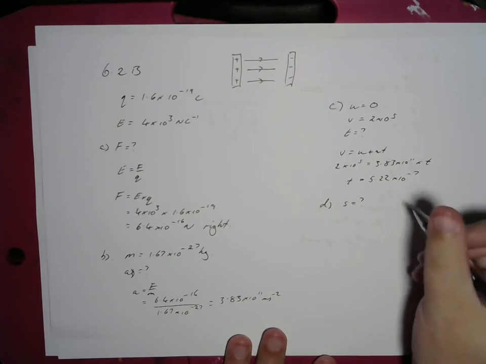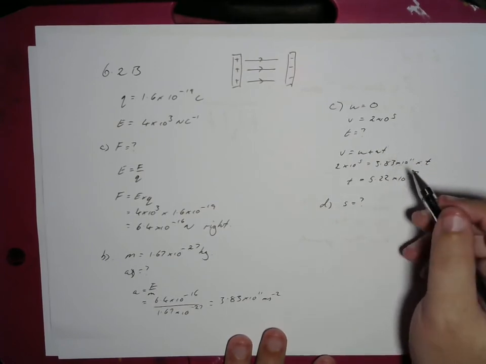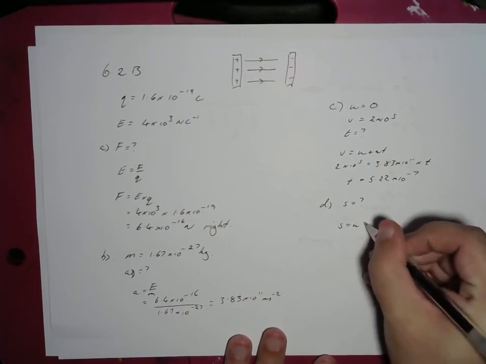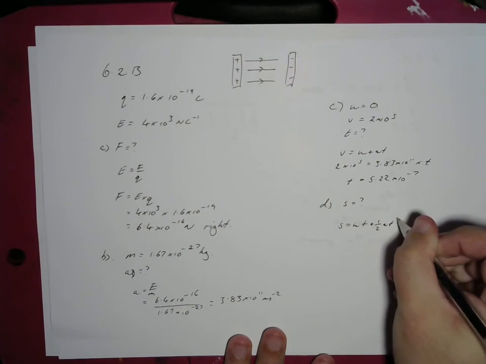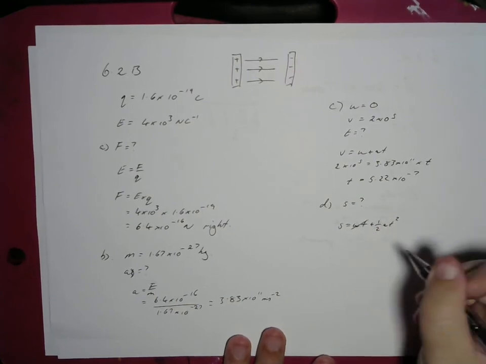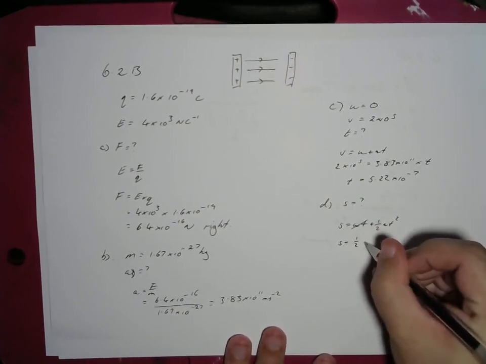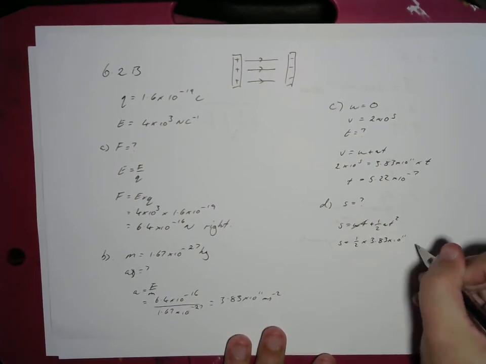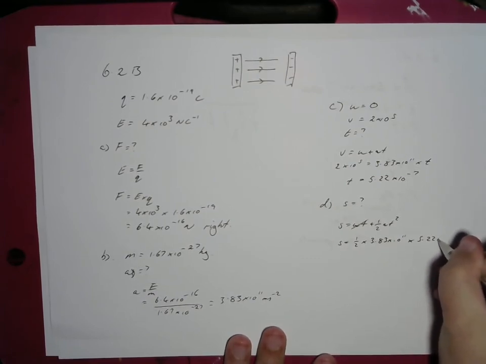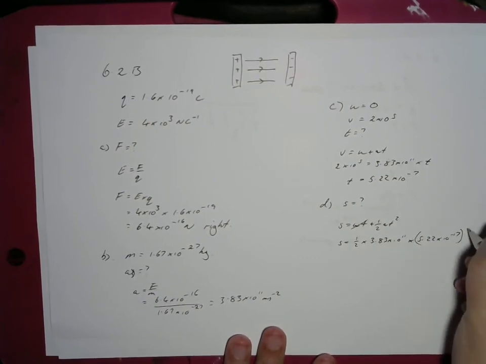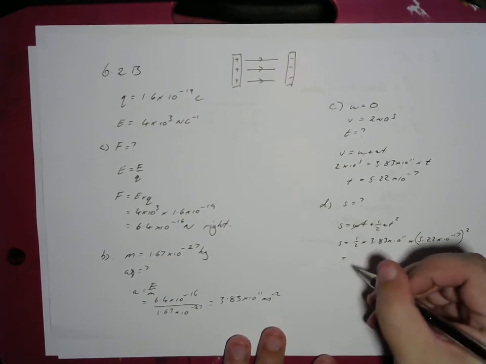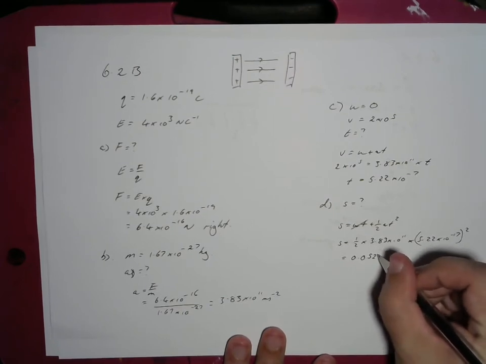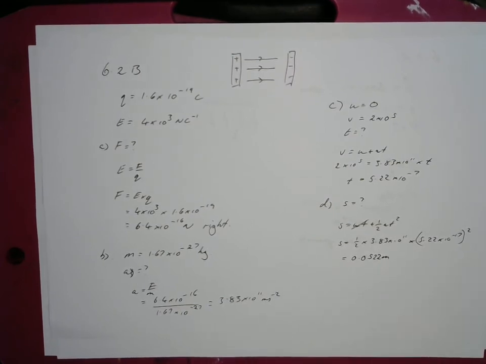Let's see, we have a time, we have a U. We could use several different formulas. I will just use my S formula. S equals ut plus a half at squared. U is 0, so that'll just cancel. S will equal a half times A, which is 3.83 times 10 to the 11 times 5.22 times 10 to the negative 17, and that is squared. So S would just equal 0.0522 meters, carrying through our 3 sig figs.